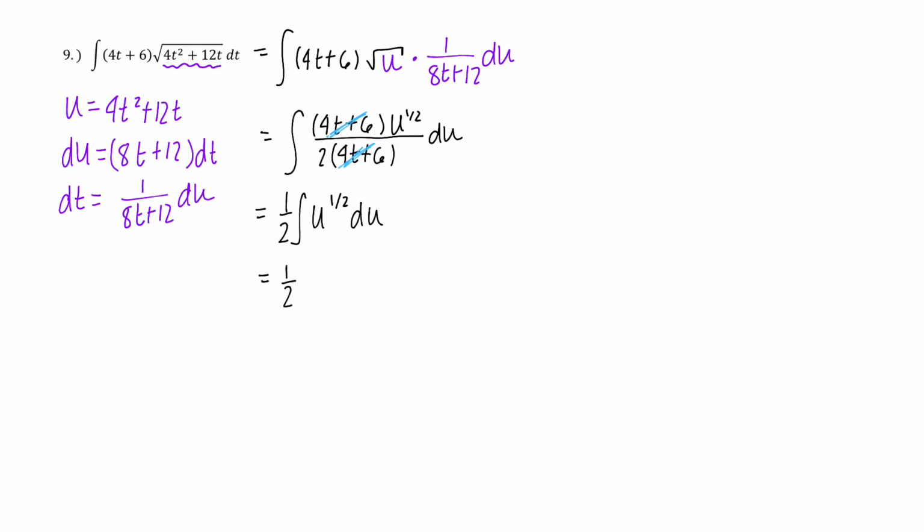When I integrate, adding 1 to 1/2 is 3/2. So I have 1/2 times 1 over 3/2 times u to the 3/2 plus c. 1/2 times 1 over 3/2 is going to be 1 over 3. And then I'm going to replace u with what my u originally was, which was 4t squared plus 12t, raised to the 3/2 plus c.